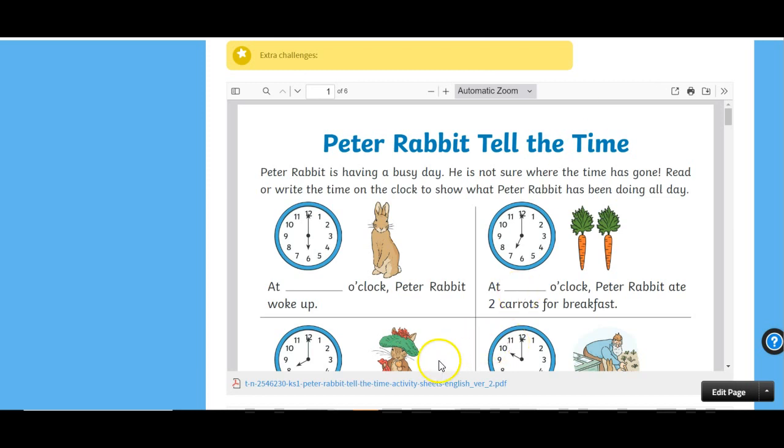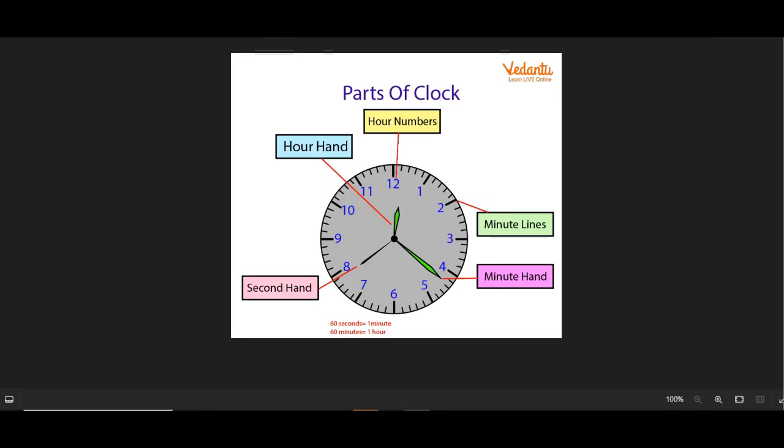Now, before we get started with that, let's have a look at this clock. Okay, so these are the parts of a clock, and they help you tell the time. As we know, the clock is a circle, and in the circle we have the numbers 1 to 12. And these numbers tell us the hour. Okay? These numbers tell us the hour. And in between the numbers, you have these tiny little lines, which we call the minute lines. And they tell you how many minutes have passed.